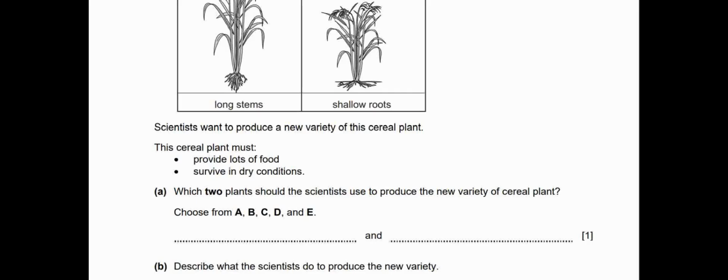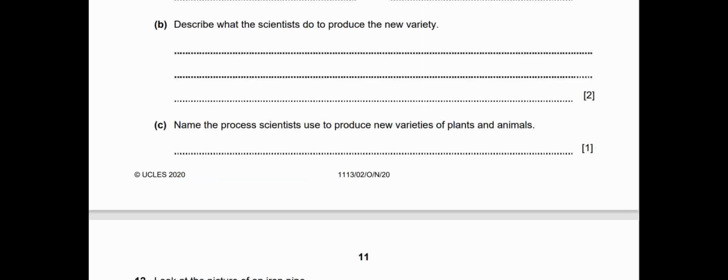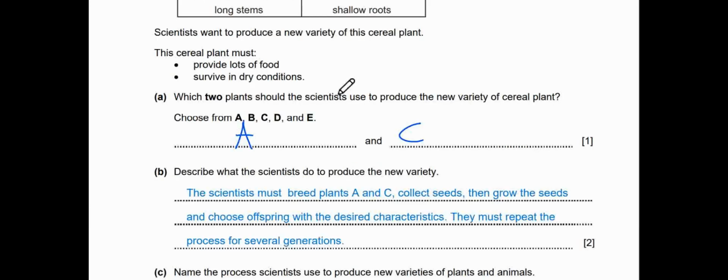So we write down A and C. Question B. Describe what the scientists do to produce the new variety. Well, the new variety is from A and C. The scientists must breed plants A and C and then collect the seeds, then grow the seeds and choose offspring with the desired characteristics. They must repeat the process for several generations.